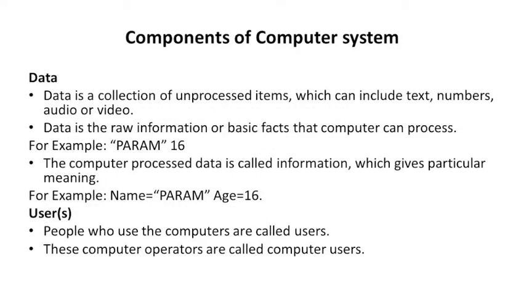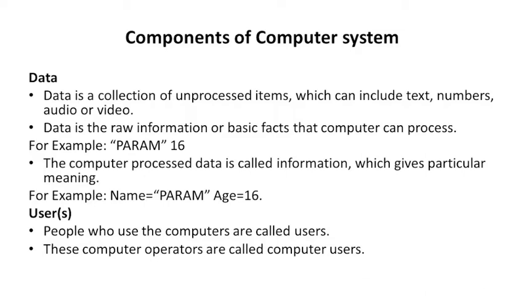And next one is data and information. Data is a collection of unprocessed items, raw facts, which can include text, numbers, audio or video. The data is the raw information or basic facts that the computer can process. For example, param 60. The computer processed data is called information, which gives the particular meaning. For example, name is equal to param, age is equal to 60.